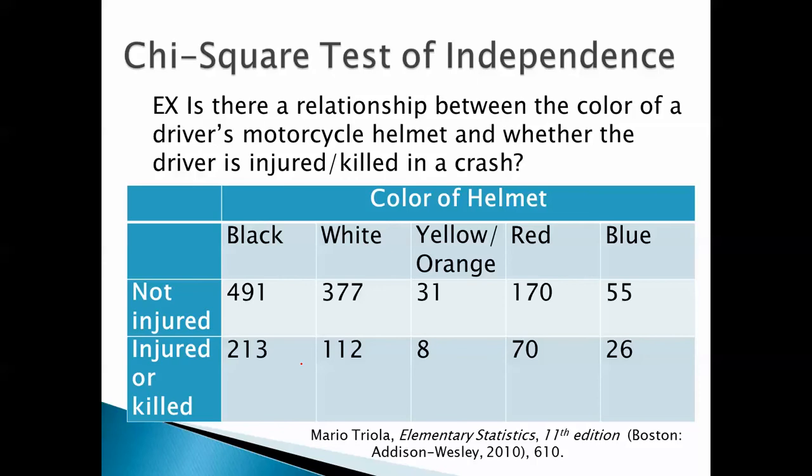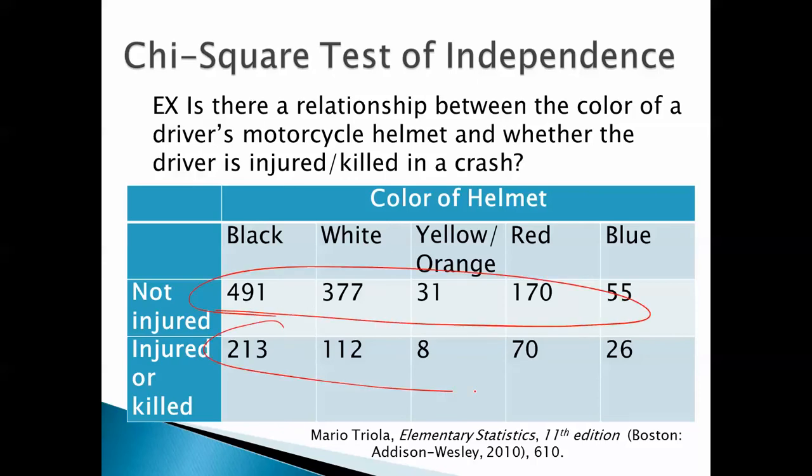Color of helmet. These were the people who were not injured in crashes. These were the people who were injured or killed in crashes. So is there a relationship between color and whether a person is not injured or injured or killed?